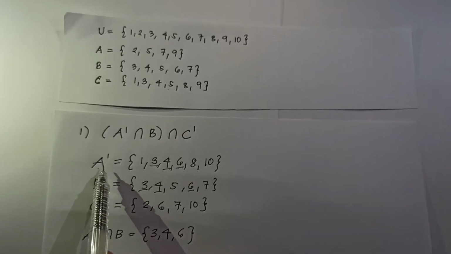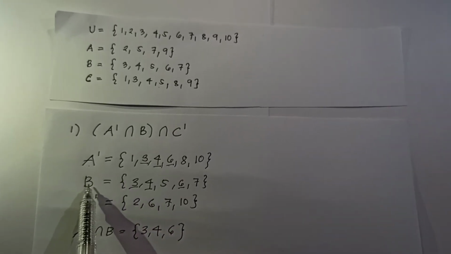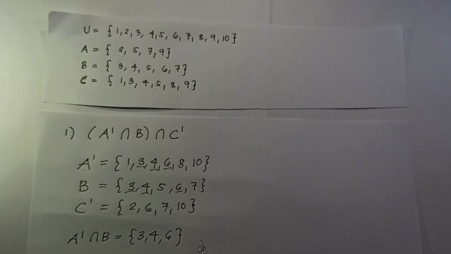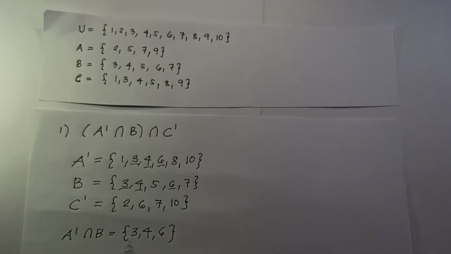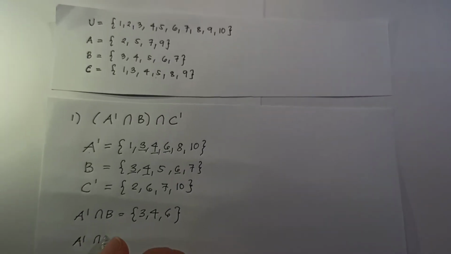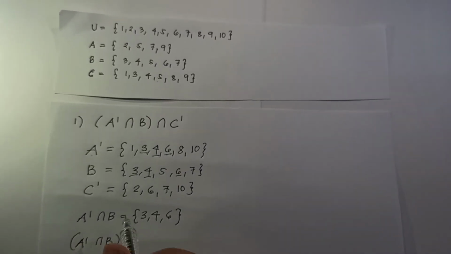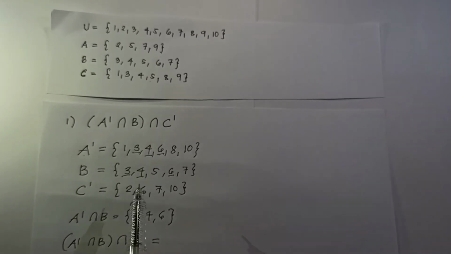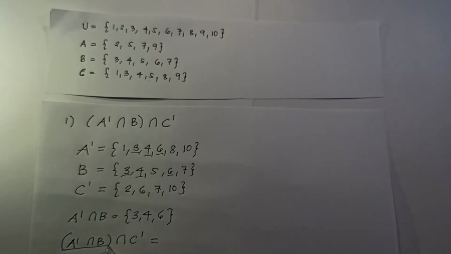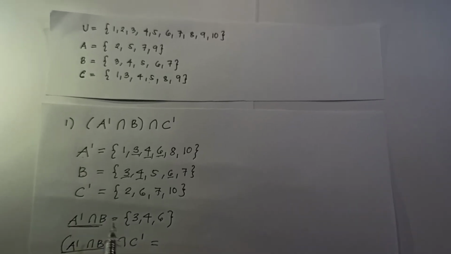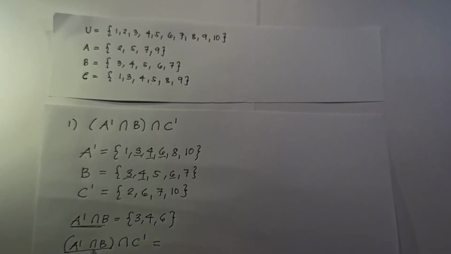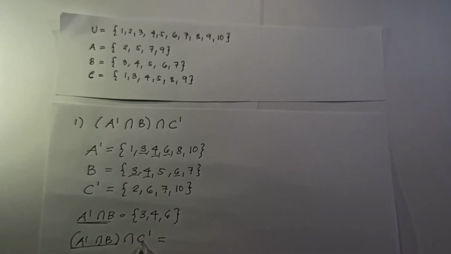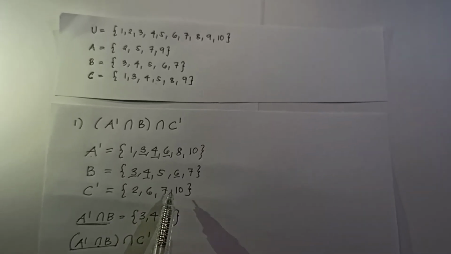So, ang common nila sa dalawang A prime at B sa dalawang set are 3, 4, and 6. Next, we're going to solve for A prime intersection of B, and we have intersection of C prime. So get the result of A prime intersection of B intersection of C prime. Therefore, we have the C prime is 2, 6, 7, and 10.